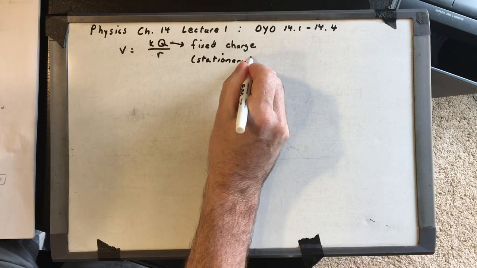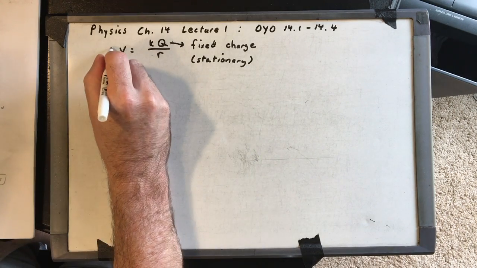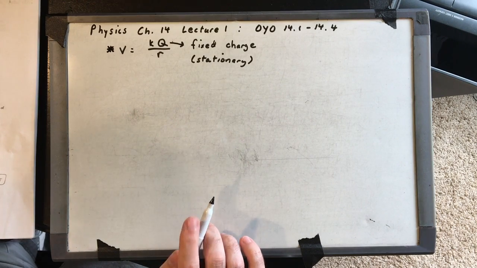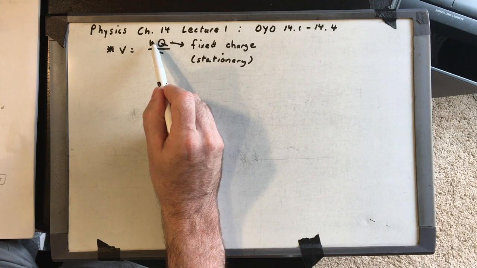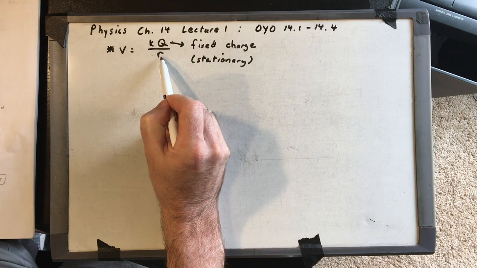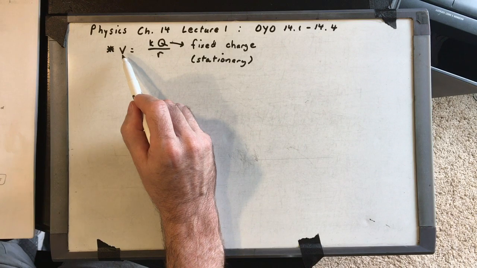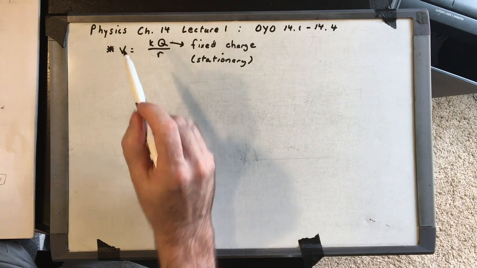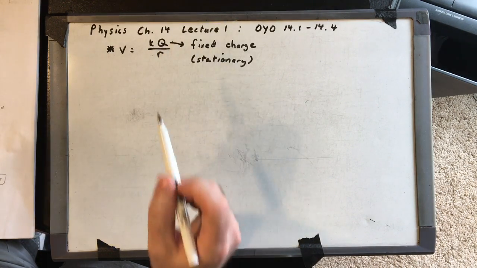Okay, we're going to be dealing with a moving charge in this chapter, which we didn't deal with in chapter 13. So just going through the bullets, K is the Coulomb constant, R is the distance between the static charge and the moving charge, Q is the static or fixed charge, and V is voltage, which is another word for electric potential. So electric potential depends only on the stationary charge, not the moving charge.